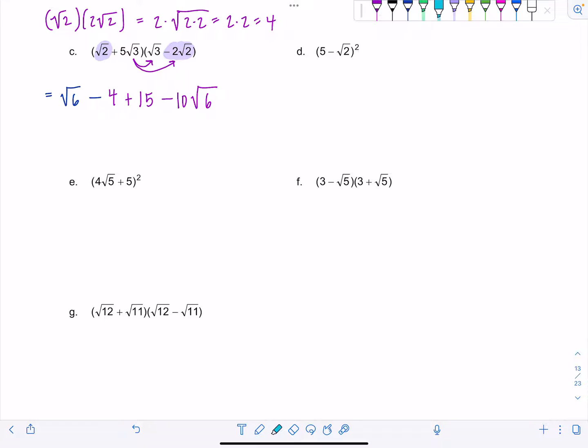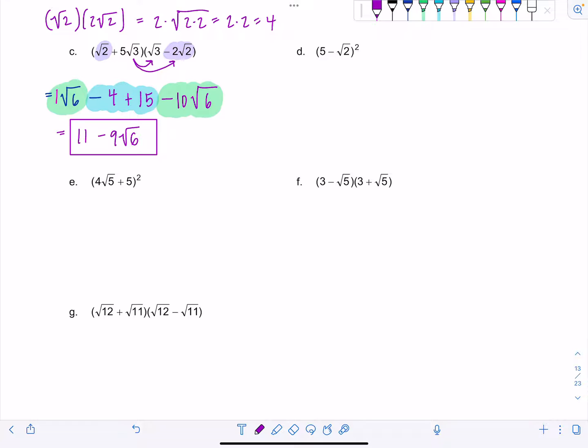Yes. So negative 4 plus 15. Those don't have any radicals on them, so I can combine them. 15 minus 4, that's 11. And then this rad 6 in the front, the coefficient is a 1, right? We just don't write it. So 1 rad 6, I can combine with negative 10 rad 6, and now I have negative 9 rad 6. All right, that one's done.